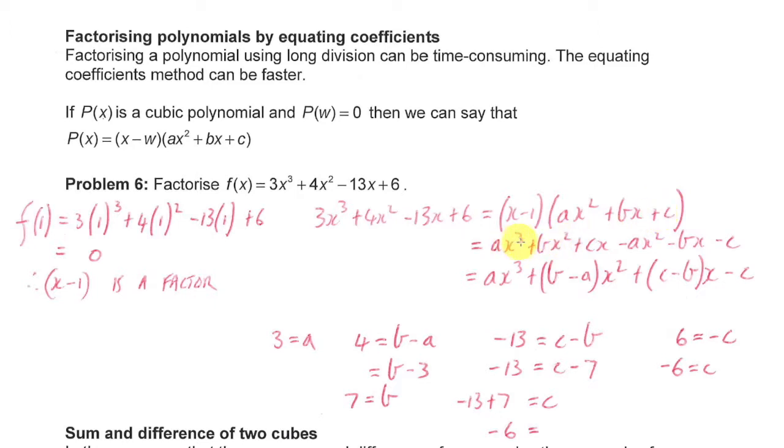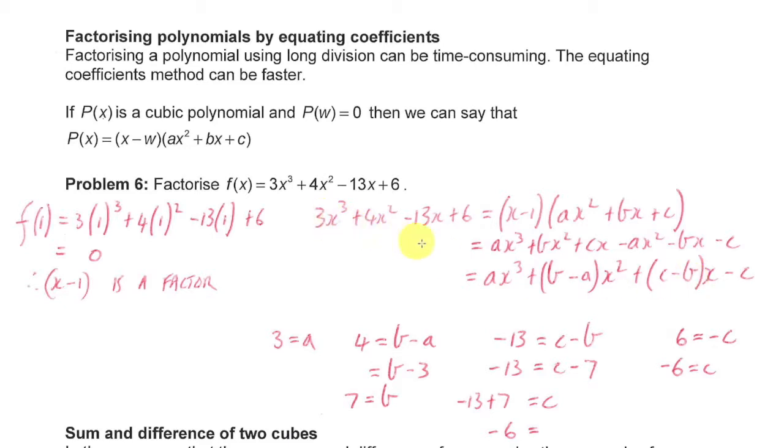If I now expand the brackets, you can see x times that, x times bx, x times c, then negative 1 times that, negative 1 times bx, negative 1 times c. And there's the expansion of it. If I collect like terms, I'm able to write this cubic in this format, involving b's, a's, and c's. Now what I can do is equate the coefficients.